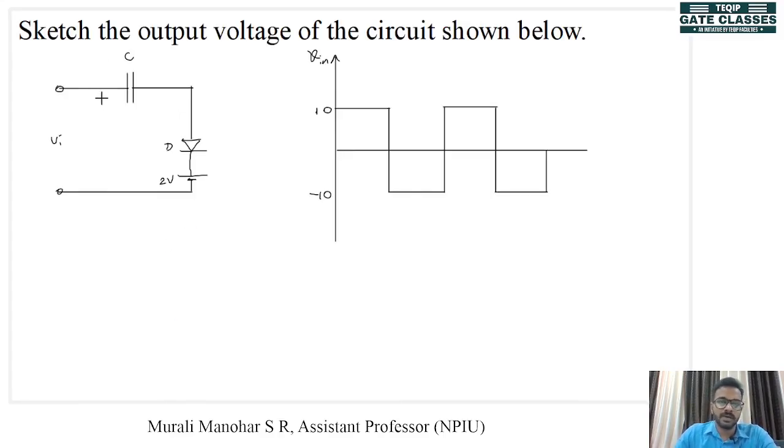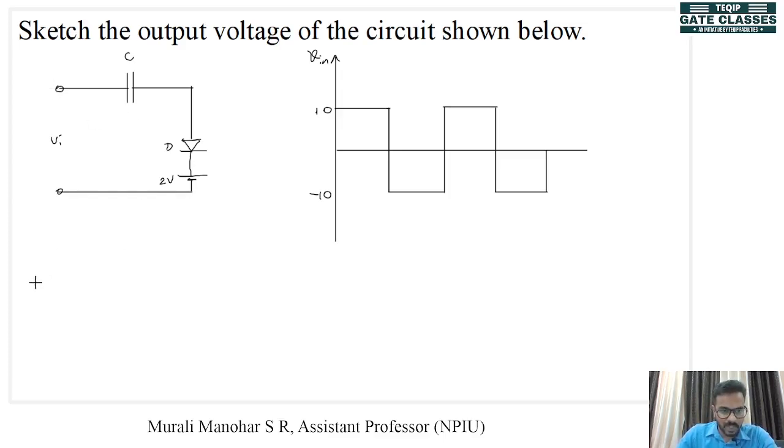Here we have a circuit which has a capacitor and a diode. What is the name of the circuit? It's called a clamper circuit. So we need to sketch the output voltage of the circuit shown below when this is the input voltage and this is the circuit. Let's do this.